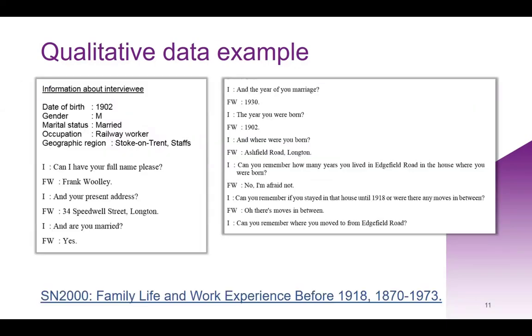Let's take a look at a qualitative data example. What you see on this slide is a screenshot of a transcript of an interview with Frank Woolley from the data set Family Life and Work Experience Before 1918. This data cycle ran from 1870 to 1973 and is also known as the Edwardians. This data set is also considered open access, and you can find it through QualiBank, which is a very useful online tool we'll be looking at shortly.